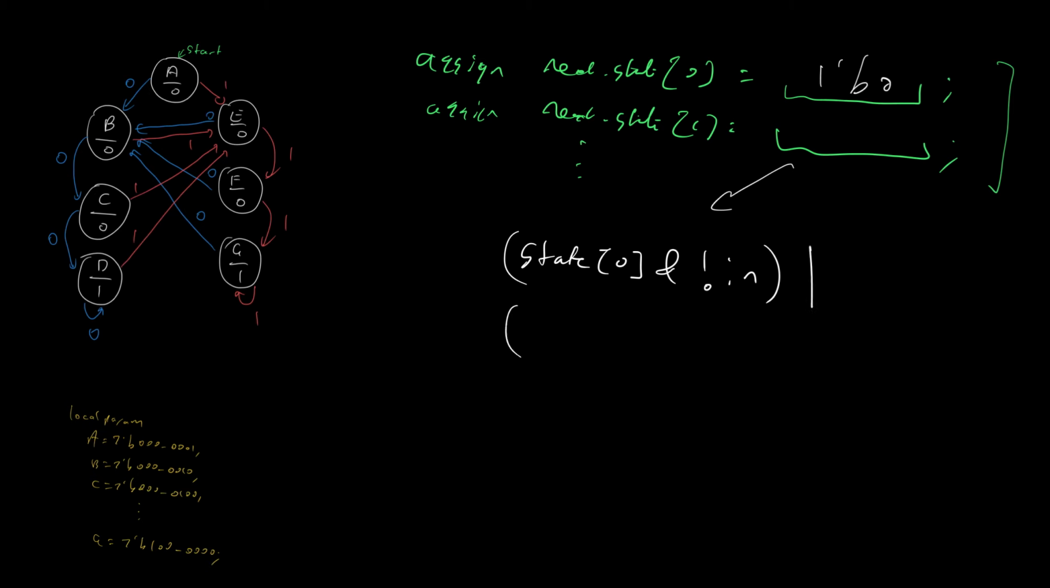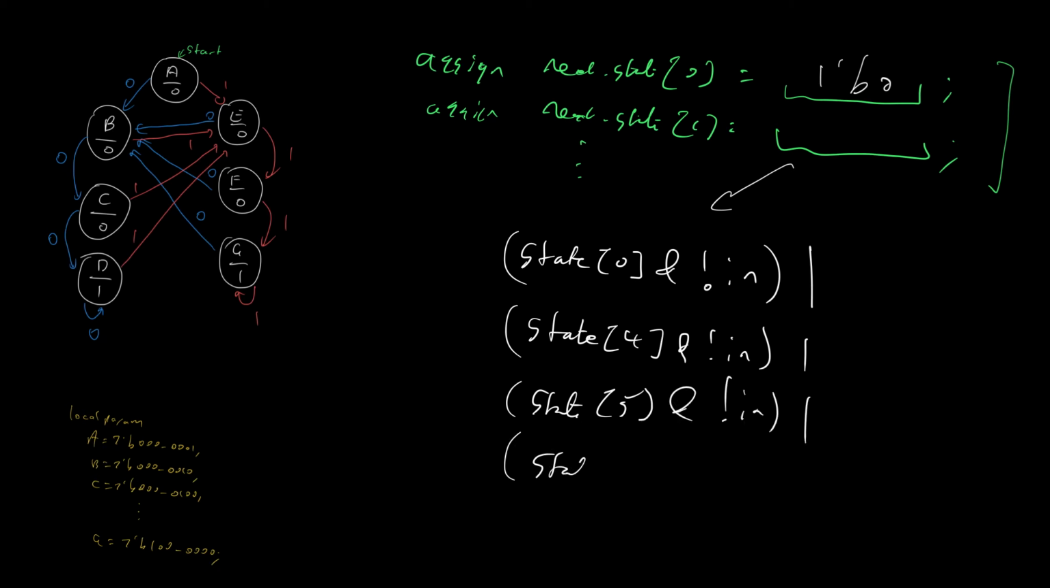Or, what's another way of ending up in state B? I could be in state E. How do I know if I'm in state E? State 4 tells me I'm in state E, and the input needs to be a 0 to get from E to B. So again, not in, or state 5 and not in, or state 6 and not in. And that's the expression for next state 1. We repeat exactly the same procedure for all the bits of next state, and then we're done.